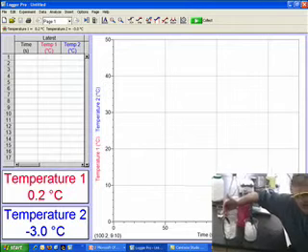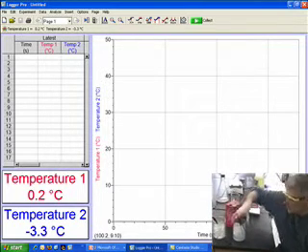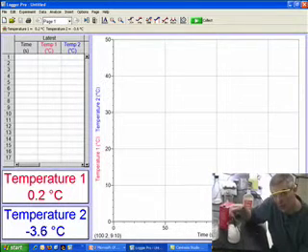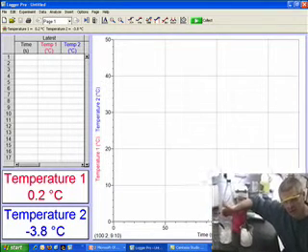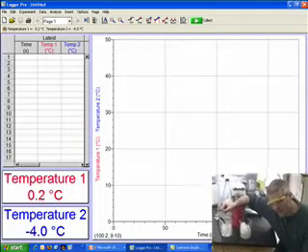So, what can we say about a solution? This is pure water. This is a solution of salt water. The solution of salt water has a lower freezing point than does pure water. This is a colligative property called freezing point depression. Okay?